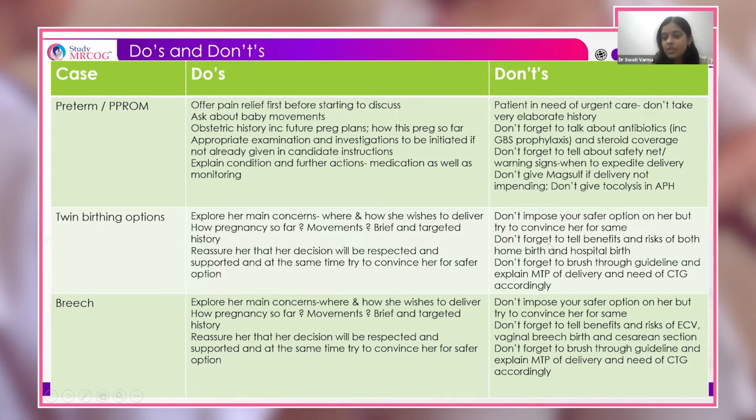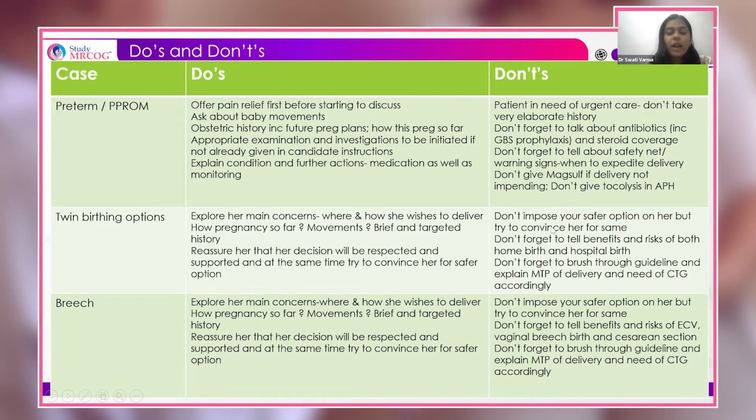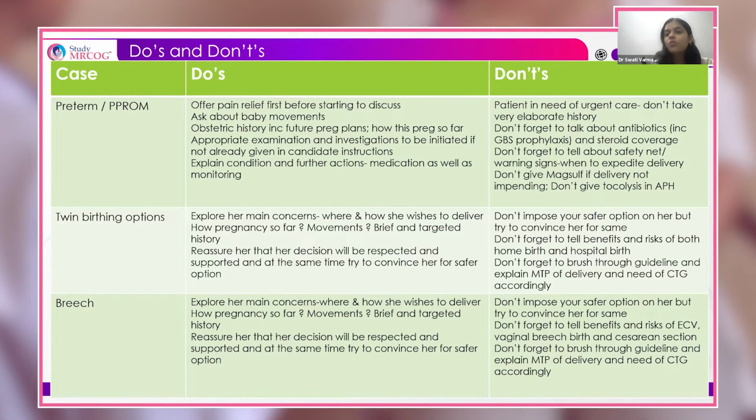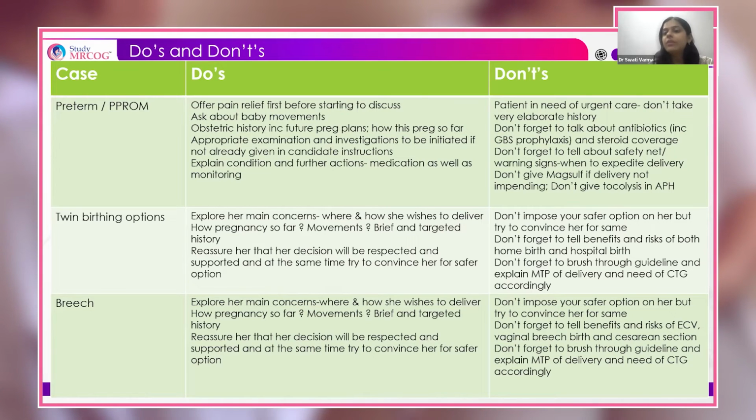But if you see the don'ts, again it stays the same. You don't have to impose your safer option on her. Don't say that, no, you can't undergo that, you will have to undergo that. You will have to, or you have to, should not be the words. It would be better if you try to convince her.